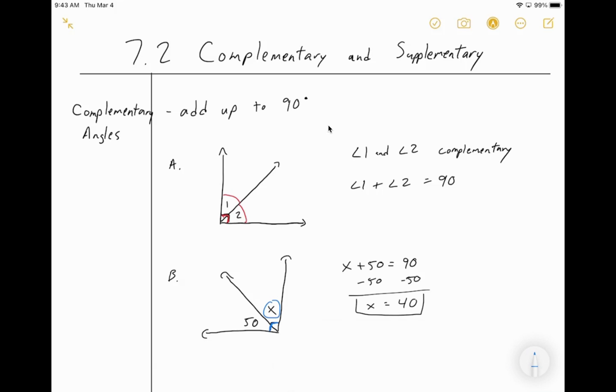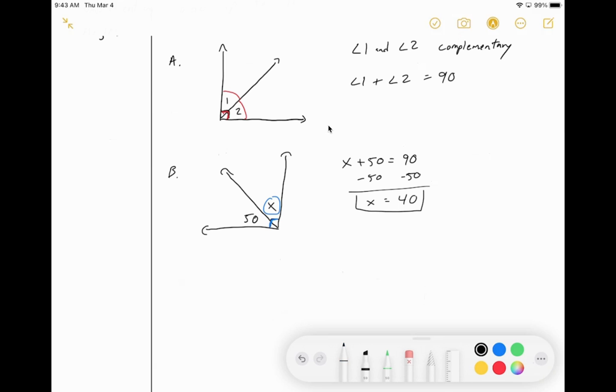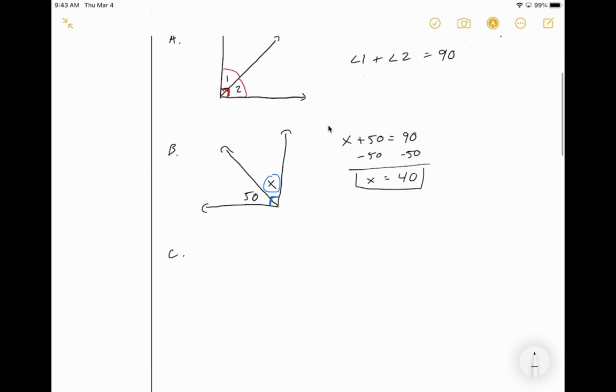Let's say I had two random angles. Let's say I drew an angle that looked like this, and I said this was 38 degrees. And then I drew another angle that was random and it was like this, and I said this is 45 degrees. My question is, are these angles complementary? What do you guys think? Yes or no? Are these guys complementary?